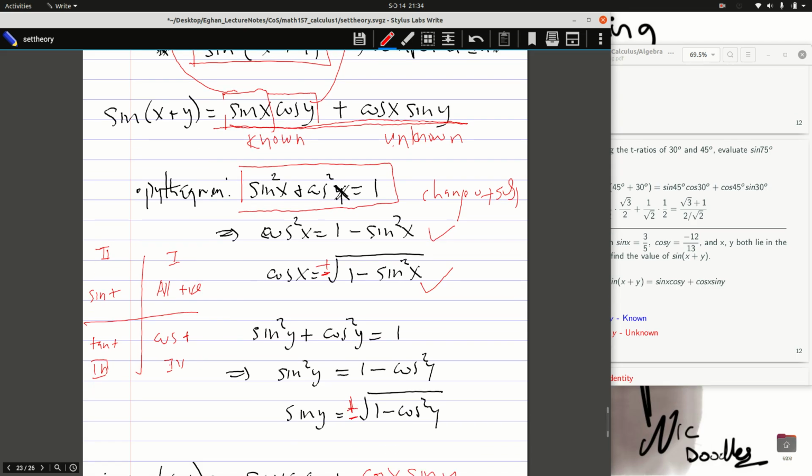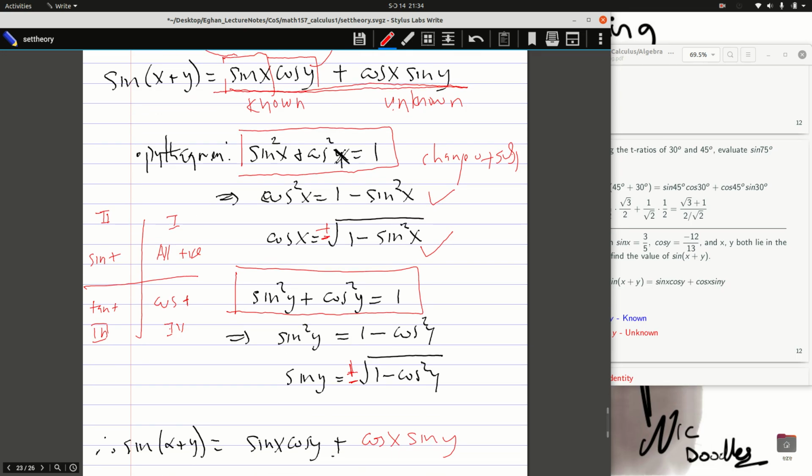In the same way, if I want this y part, I can have this identity, sine square y plus cos square y equal to 1. By change of subject, I have sine y to be that. So this is what I'm going to use. Let me say equation 1 and then equation 2. This is what I need.